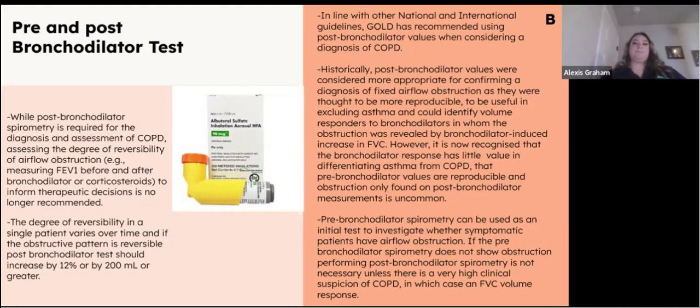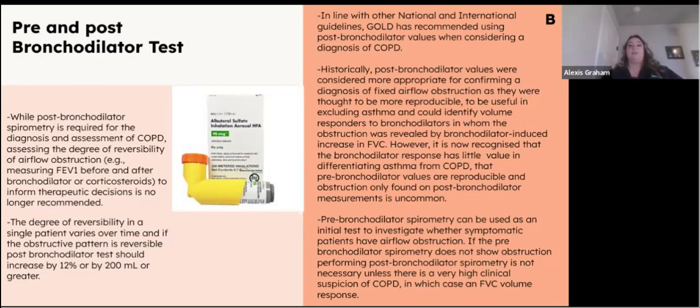And then, in line with other national and international guidelines, GOLD has recommended using post-bronchodilator values when considering a diagnosis of COPD. Historically, post-bronchodilator values were considered more appropriate for confirming a diagnosis of fixed airflow obstruction, as they were thought to be more reproducible, to be useful in excluding asthma, and could identify volume responders to bronchodilators in whom the obstruction was revealed by bronchodilator-induced increased FVC. However, it is now recognized that the bronchodilator response has little value in differentiating asthma from COPD.